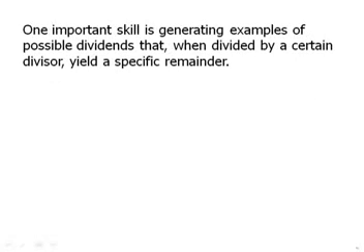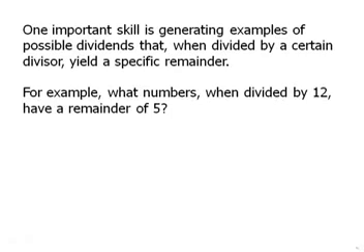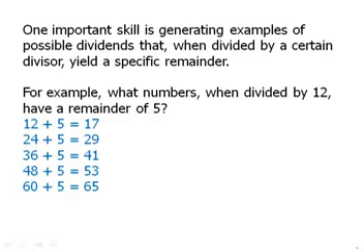One important skill is generating examples of possible dividends that, when divided by a certain divisor, yield a specific remainder. For example, what numbers, when divided by 12, have a remainder of 5? Well, clearly, the simplest one would just be 5 plus 12, which is 17. When we divide 17 by 12, it goes in once with a remainder of 5. Similarly, we could take any multiple of 12 and simply add 5. So all of those are numbers that when we divide by 12, it will go in a certain number of times and then it will have a remainder of 5.